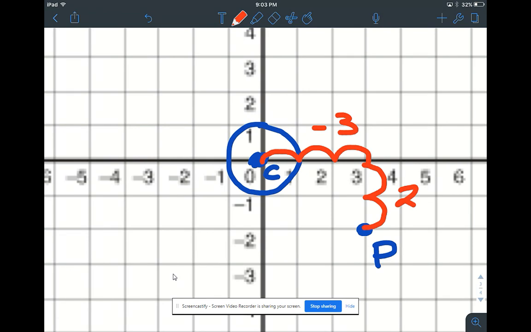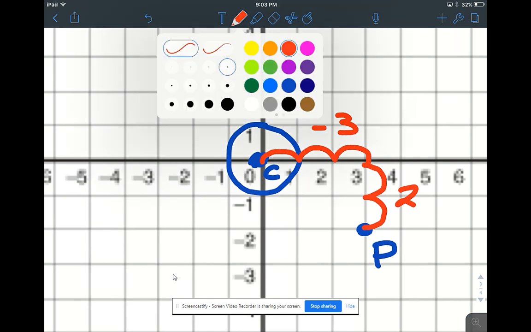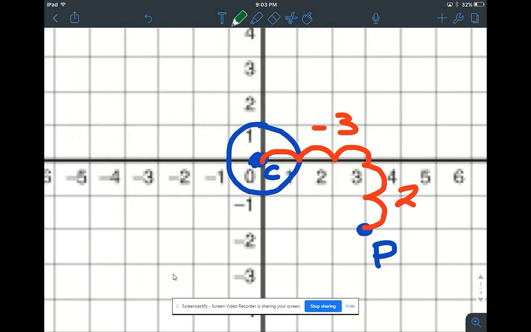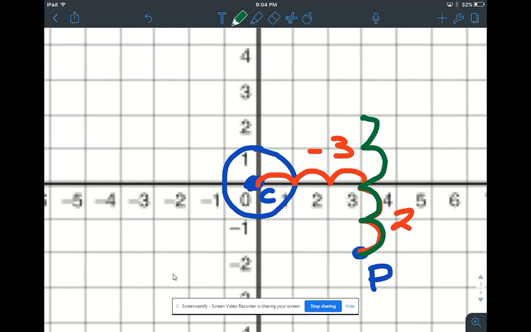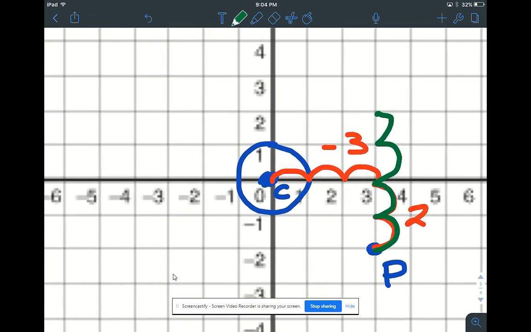Now it said our scale factor was 2. So that means we need to double this. Instead of going up 2, we're going to go up 4. So 1, 2, 3, 4. And instead of going left 3, we're going to go left 6. So 1, 2, 3, 4, 5, 6. So here is C prime, my new center.